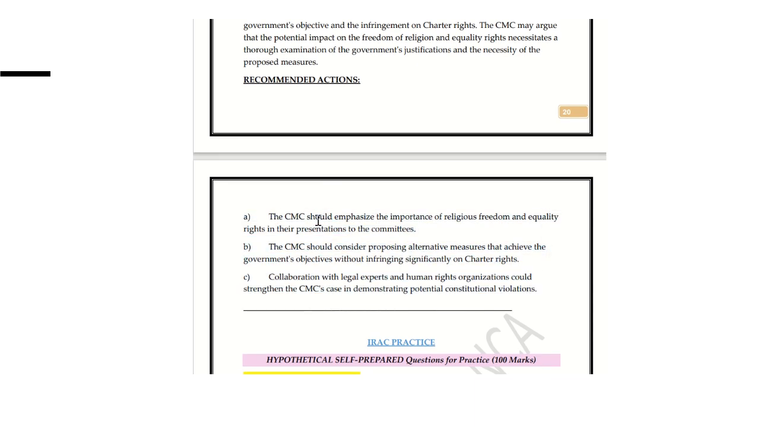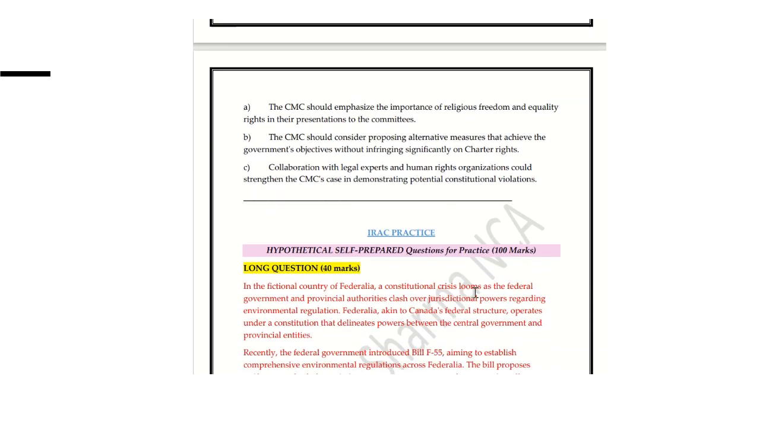Like here in this case, CMC should emphasize, whenever they present these two issues before the court of law after your legal advice, the importance of religious freedom and equality. Then also consider proposing alternate measures that achieve the government's objective without infringing significantly on Charter rights. Then collaboration with legal experts and human rights organizations could strengthen the CMC's case in demonstrating potential constitutional violation.